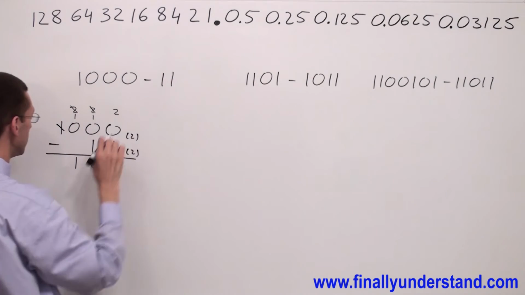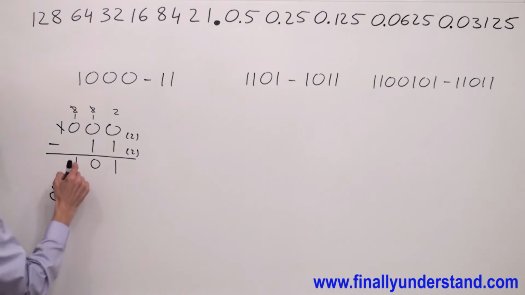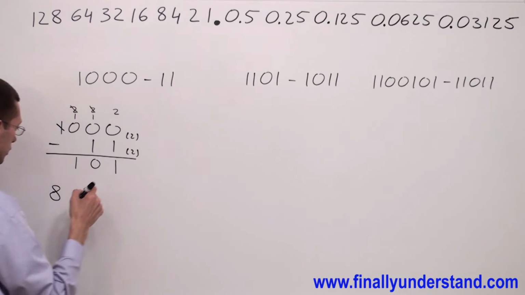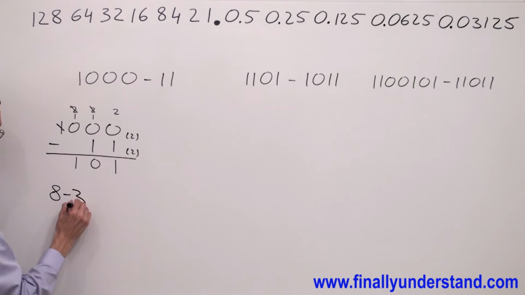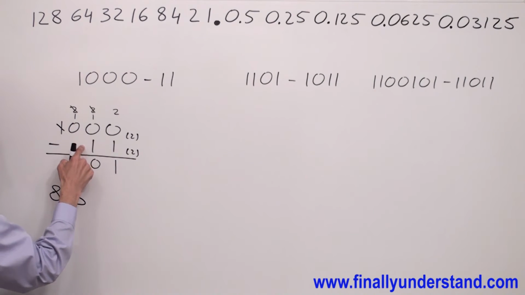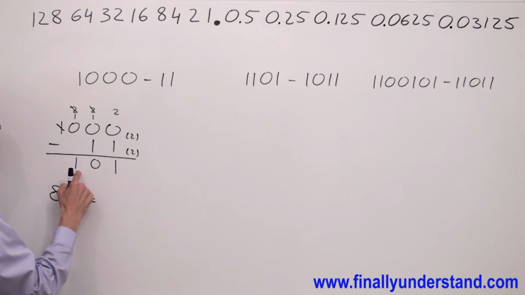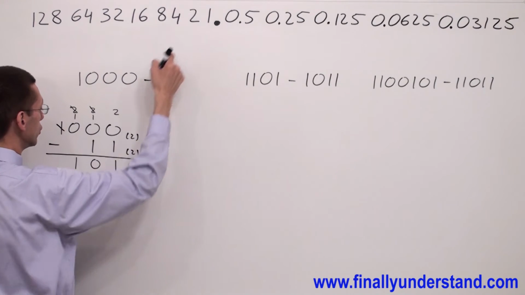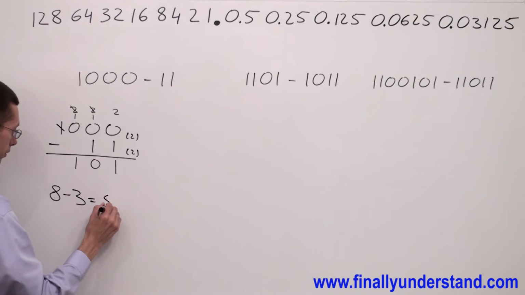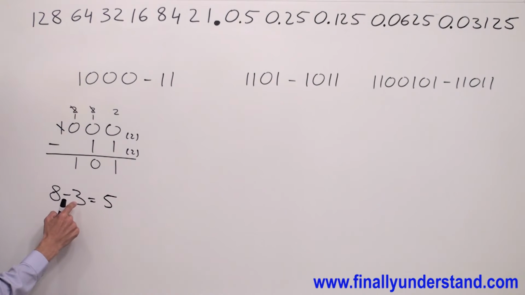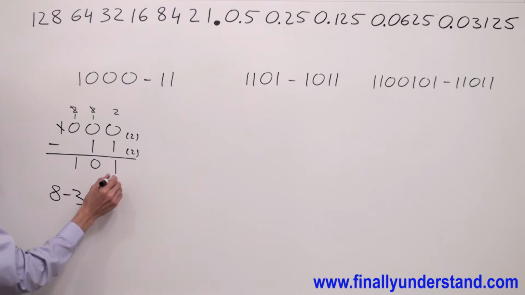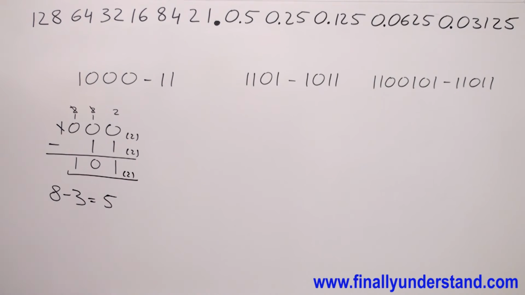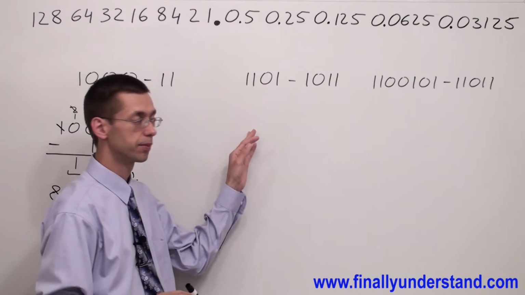This is binary 8 minus 1, 1. 2 plus 1 is equal 3. Minus 3. So 8 minus 3 is equal 1, 0, 1. This is going to be binary 5. 8 minus 3 is equal 5. So this is the solution to my first problem. Let's take a look at the next example.